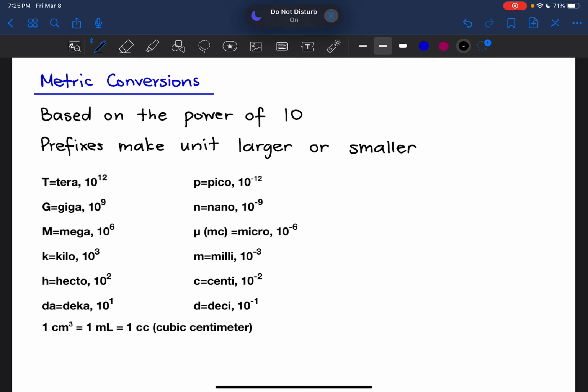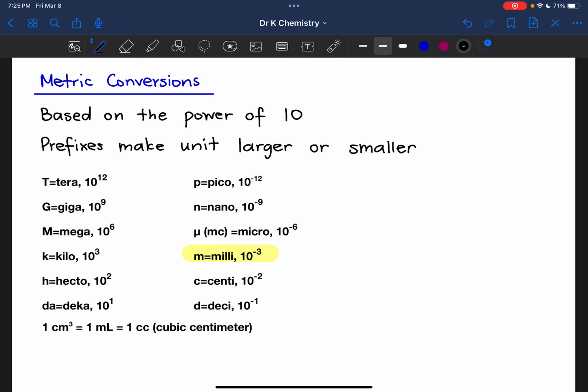In this video, we will explore metric conversions. The metric system is based on the power of 10, and the following prefixes are going to make a unit either smaller or larger depending on which prefix we are using. So let's start by looking at the prefix milli.